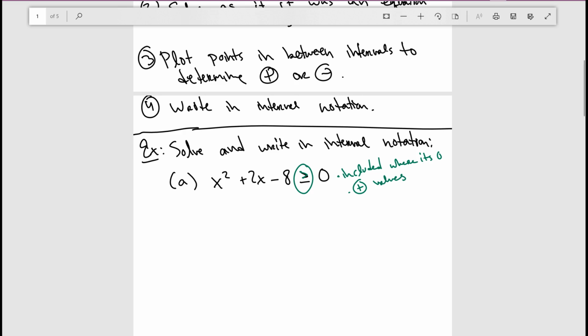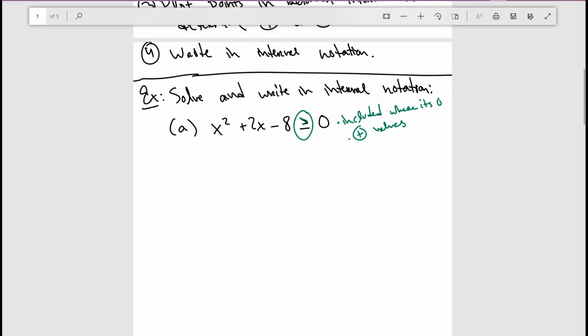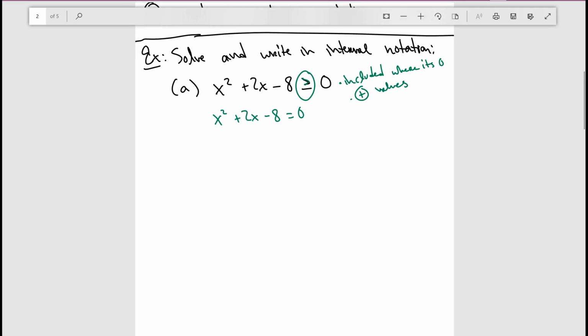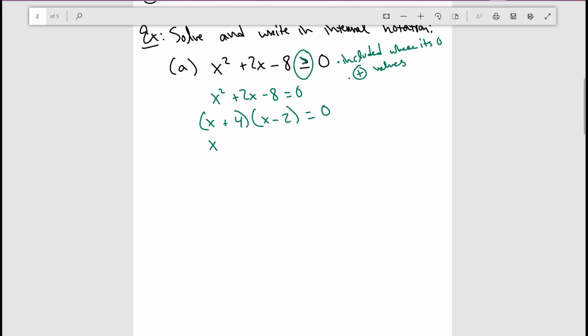Okay, so now number 2 says solve as if it was an equation. So I'm going to write this as x squared plus 2x minus 8 equals 0. So I'm going to solve it as if it was just this. Well, I can use the quadratic formula. Actually, what would be easier is just to factor it. So this will be a 4, this will be a 2, this will be a plus, and this should be a minus. Okay, so my answers are going to be x is equal to minus 4, and x is equal to 2. All right, so here are my two values.